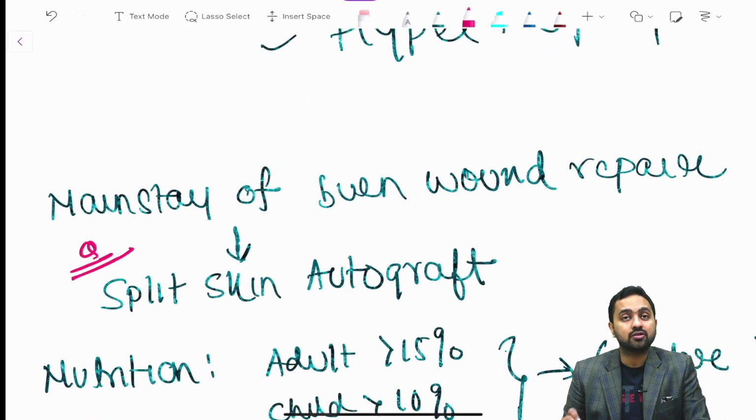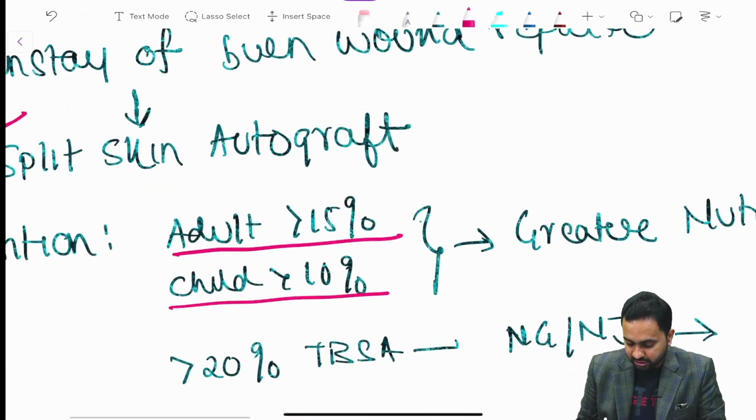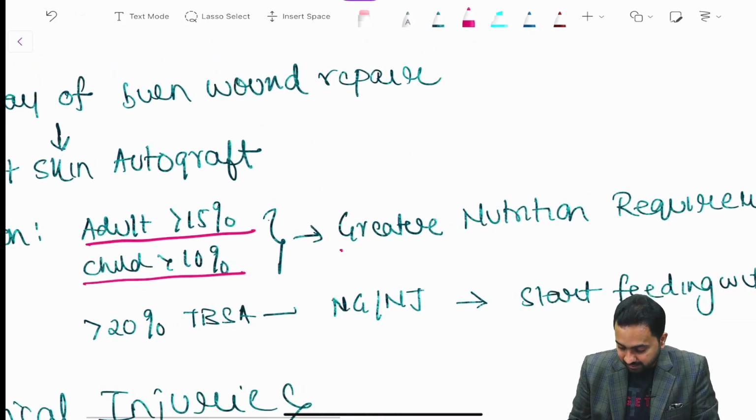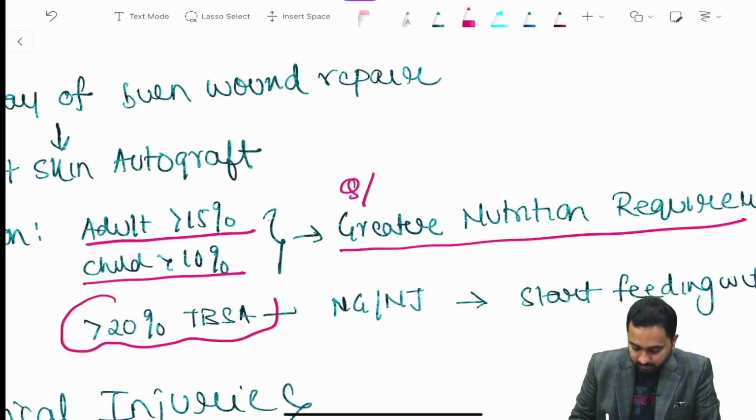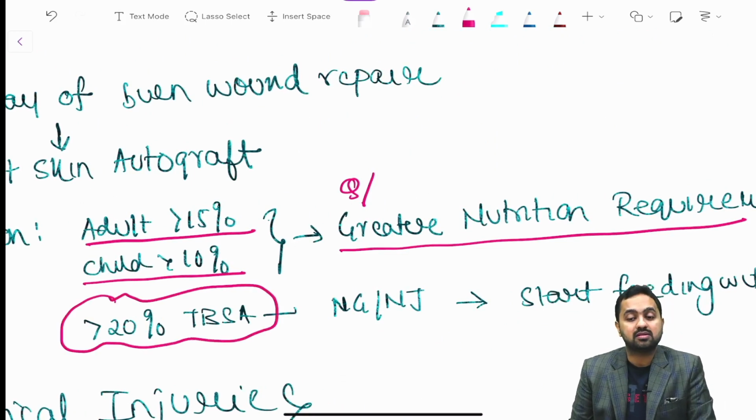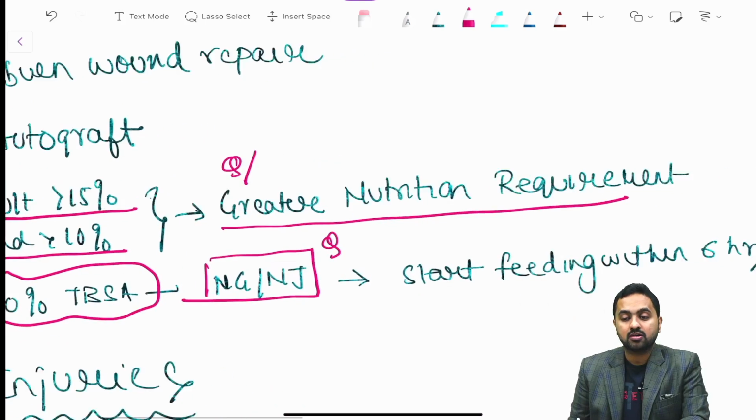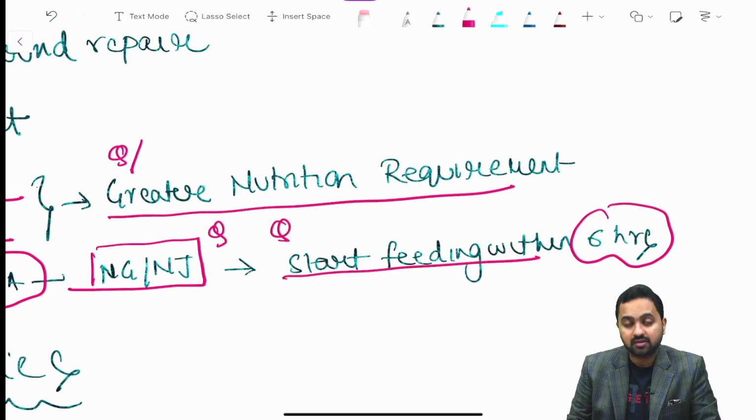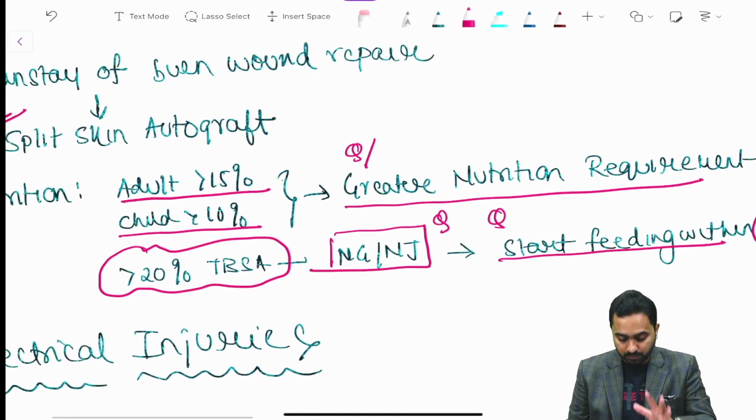And now regarding the nutrition in the burn, so adults with more than 15% and child with more than 10% of body surface area would require your greater nutrition requirements, and any burn with more than 20% total body surface area would need a nasogastric or your nasojejunal tube to start the feeding within 6 hours, right. So these are important one-liner questions that are asked to you in your exam from your burn.